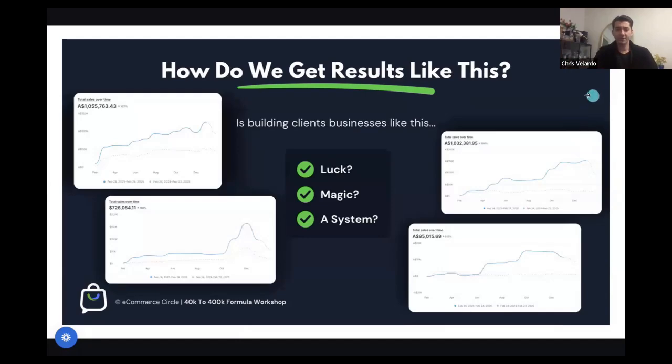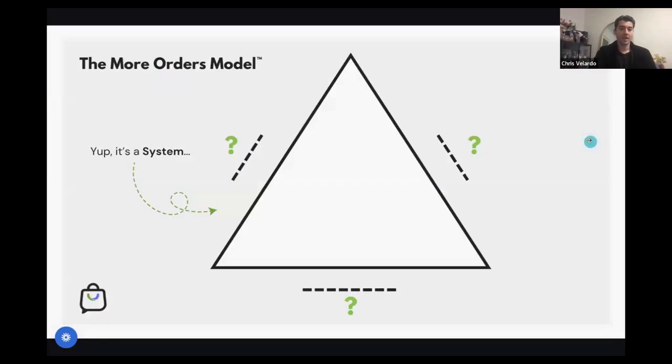And when we go through these systems, some people think that we are relying on luck a lot of the time, sometimes magic. But in reality, the reason we're able to replicate these results across different niches is because we just have a system. And what I want to touch on quickly is the More Orders model.